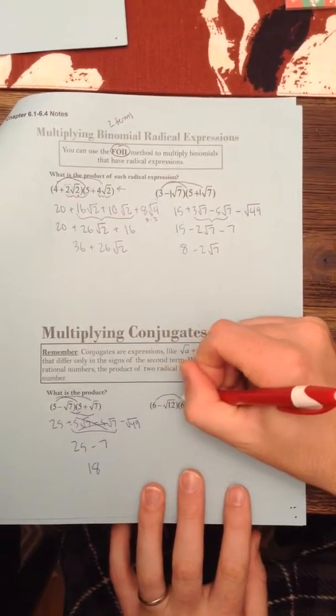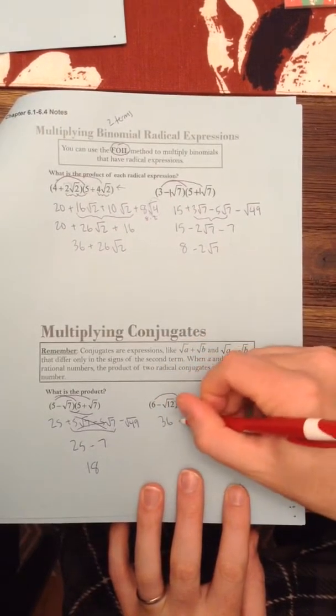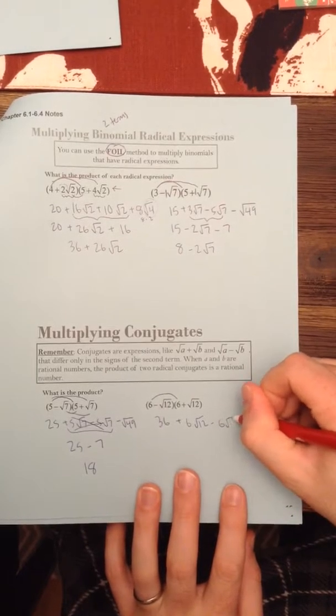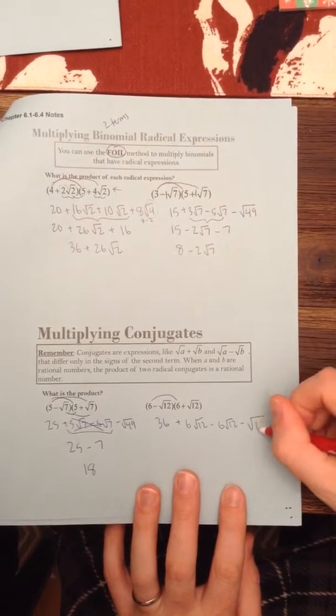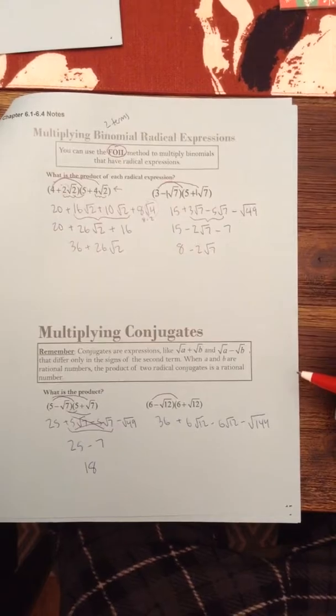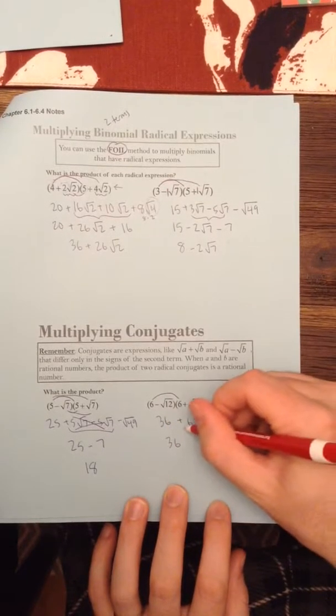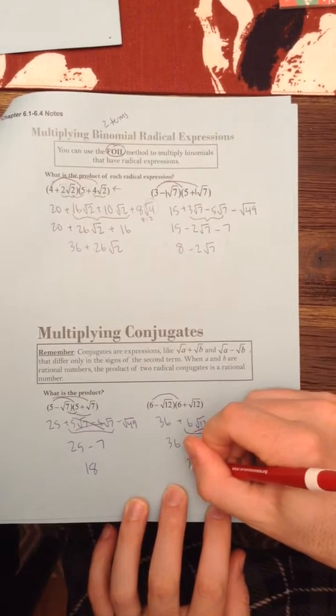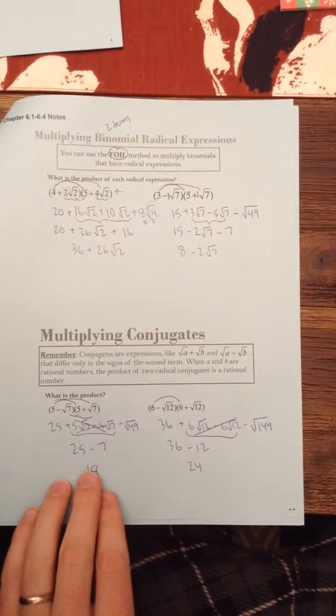Same thing here. When you multiply this out, it'd be 36 plus 6 square root of 12 minus 6 square root of 12 minus the square root of 144. And when you simplify that, 36, remember this part in the middle cancels, minus 12, which gives us 24.